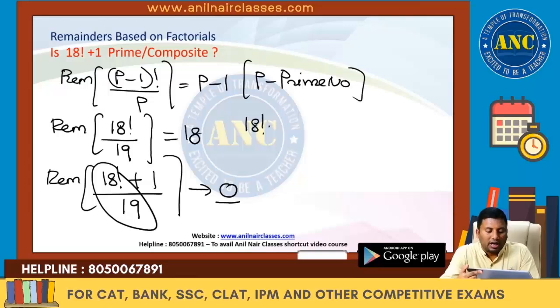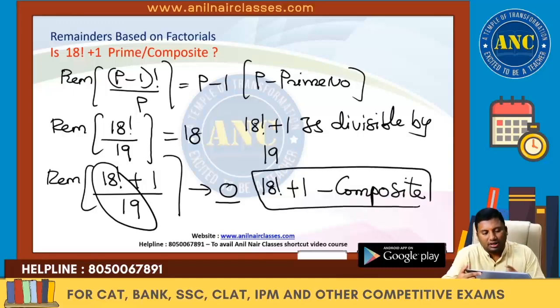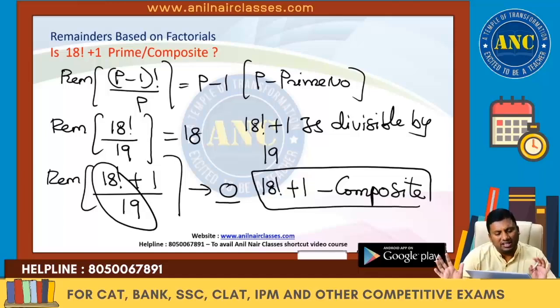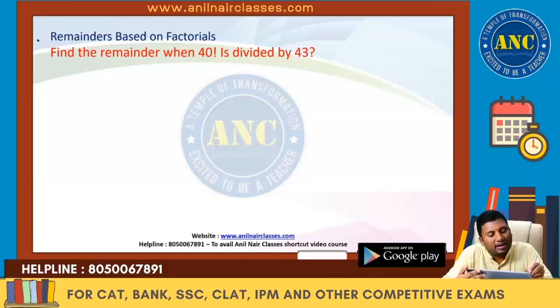That means 18 factorial plus 1 is divisible by 19. Therefore, 18 factorial plus 1 is a composite number. Idea clear, right? Very easy questions if you know it. If you don't know it, you will say, how to check whether a number is a prime number or not. Next one, find the remainder when 40 factorial is divided by 43.